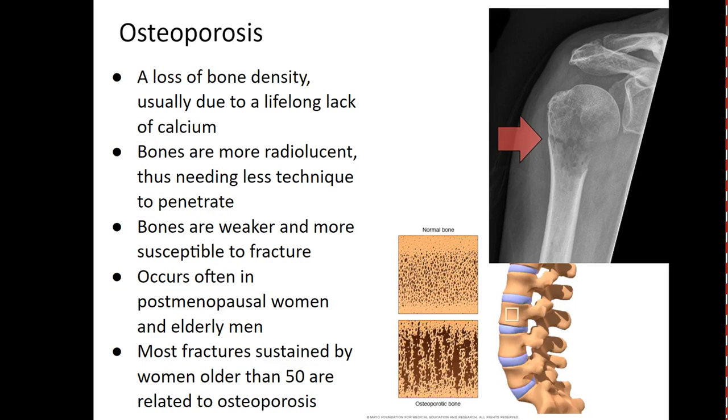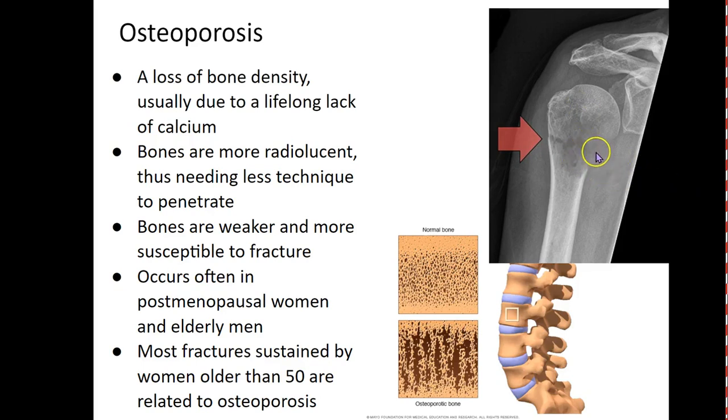Osteoporosis makes bones thinner and more susceptible to fractures. Osteoporosis occurs in postmenopausal women and elderly men most often. And in fact, most fractures sustained by women over the age of 50 are related to osteoporosis. And you can see an example of that here. So pretty significant osteoporosis in this proximal humerus. And again, there is a loss of density in that bone because the bone didn't have enough calcium.